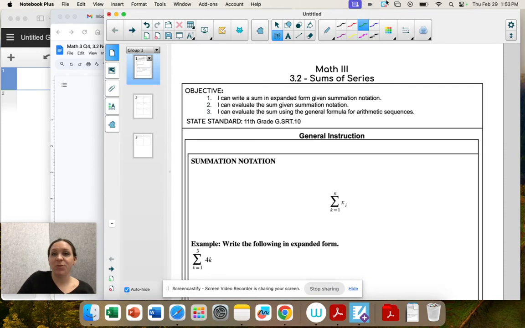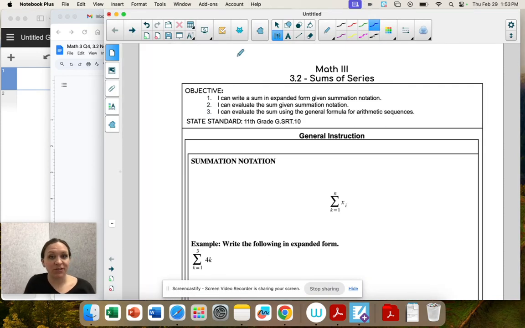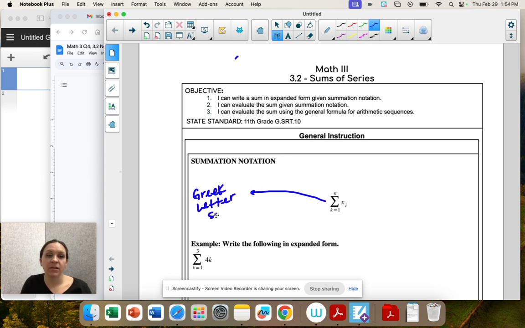All right, section 3.2 has some different notation for us. So this is called summation, and this big E, that is the Greek letter sigma. And it means sum. Do you remember what sum means in math? It means add. So we're adding all of these things together.